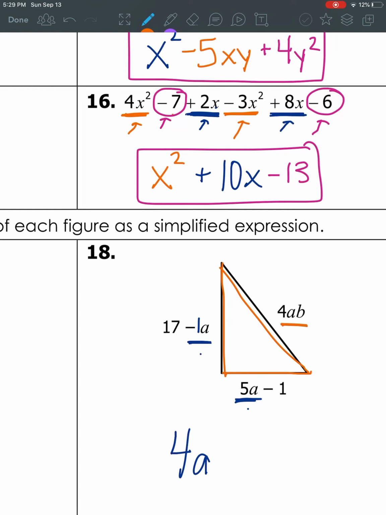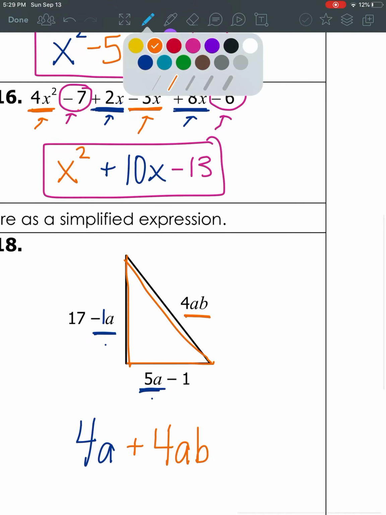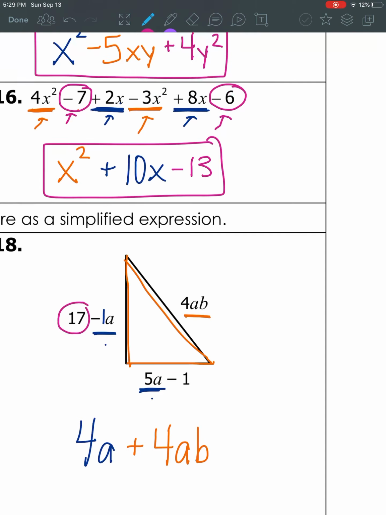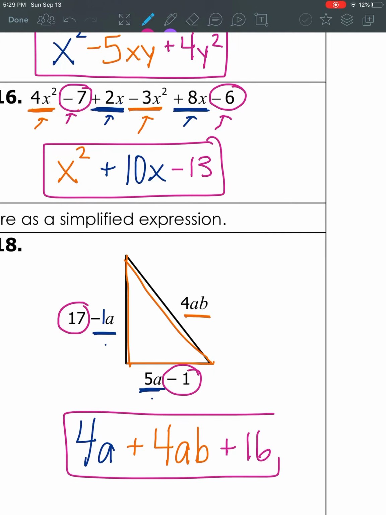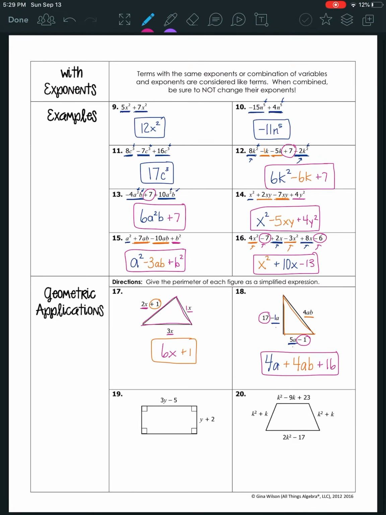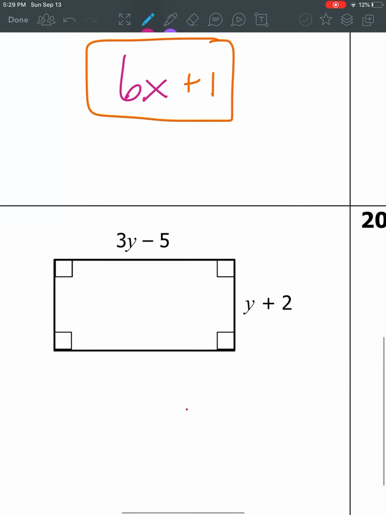Then we have AB over here. Remember, we're just adding them all together. Perimeter means this side plus this side plus this side. For AB, there's no other terms in there with an AB. It's positive, so we're going to write it as plus 4AB. And then our constants come last, so we have 17, that's a positive. Okay, and then a -1 or -1, so 17 minus 1 is 16, so we'll write it as plus 16.